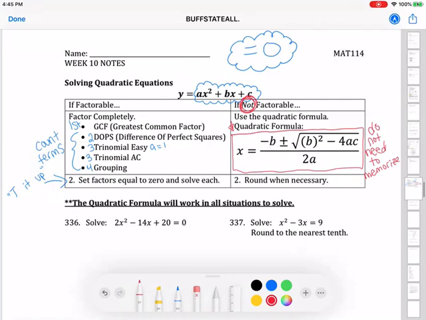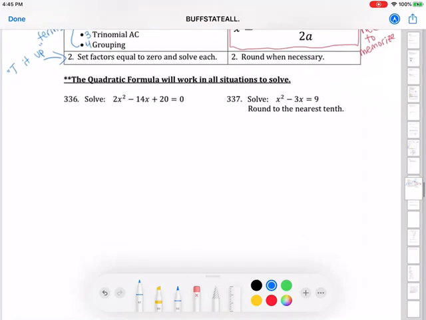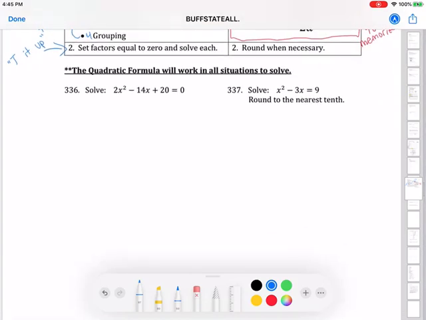Okay? So what you're going to try and do, and this is a big review from last week, hopefully that helps, is for question 336, see first, of course, if it's equal to 0. This one is, so we are in the right setup. And now I'm going to see if it's factorable. So if a type of factoring applies, that means it's factorable. So 2x squared minus 14x plus 20 equals 0.